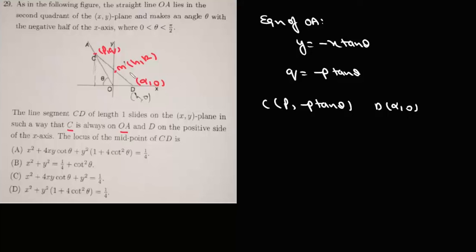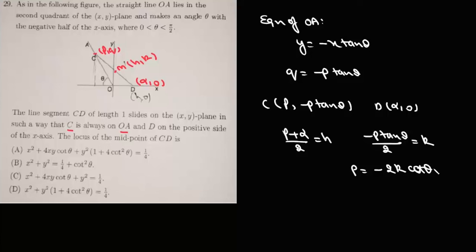Now the midpoint is h and k, so P plus alpha upon 2 is h, and minus P tan theta upon 2 is equal to k. So from here we can write P is minus 2k cot theta, and alpha is equal to 2h plus 2k cot theta. Now we have alpha and P in terms of h and k.